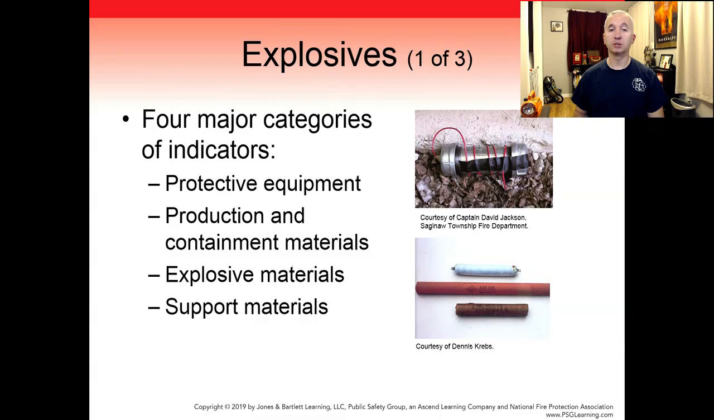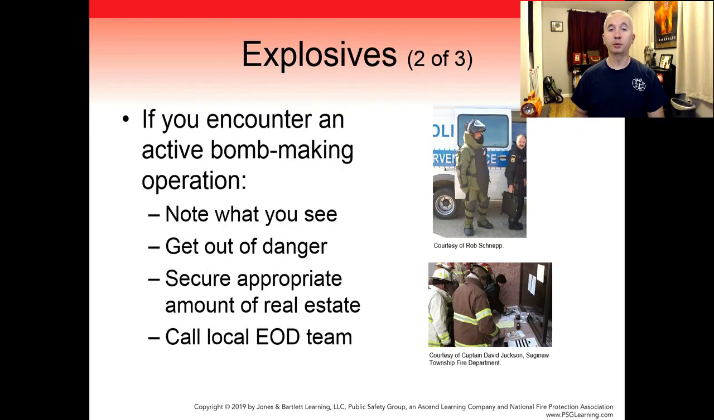When responding to explosive calls, indicators of possible criminal or terroristic activity include explosives, which typically include materials that fit into four major categories: protective equipment, production and containment materials, explosive materials, and support materials. If you encounter an active bomb-making operation, you should note what you see, get yourself out of the danger zone, secure an appropriate amount of the real estate, and call your local EOD team.